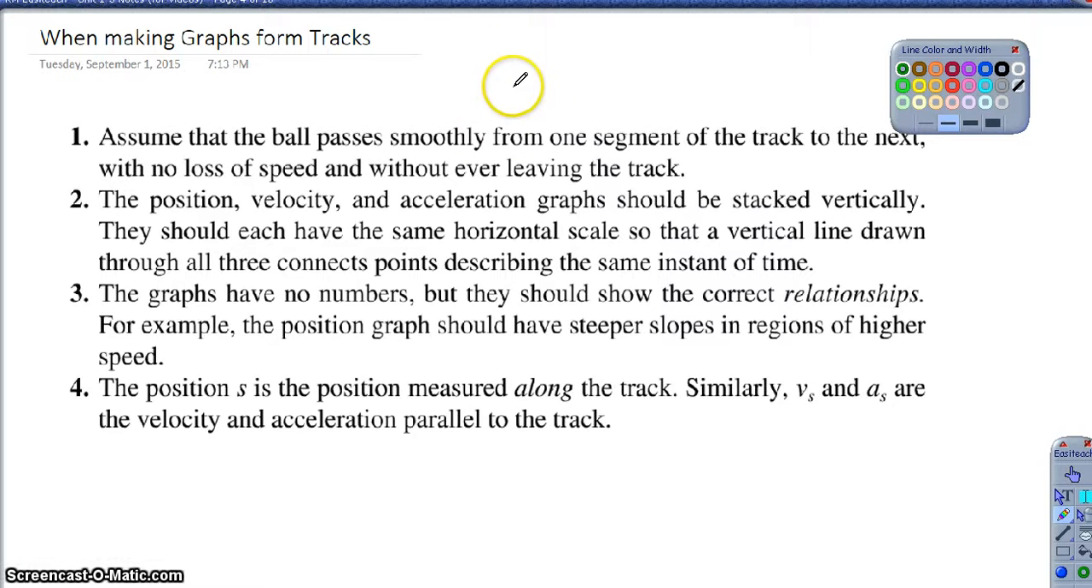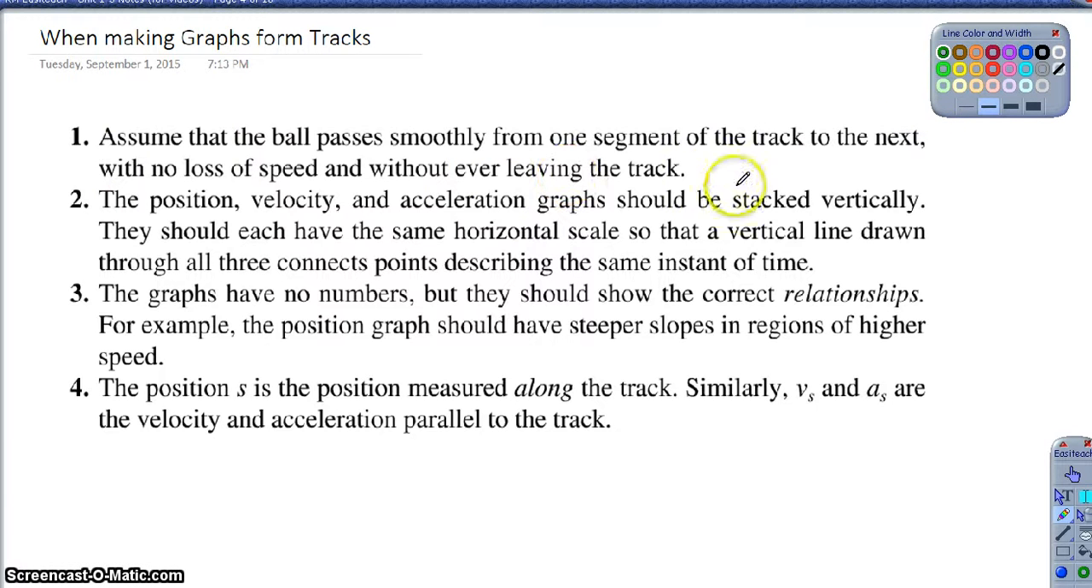Okay, so to pick up with Unit 1-5 notes here, you've got these on the example page, so these are there for you. Do take a little bit of time to read through them. I'm just going to summarize a couple things. So, one, we're going to assume that it passes smoothly without leaving the track. The significance there is we should always have continuous graphs. We shouldn't ever see any jumps as we make these graphs.